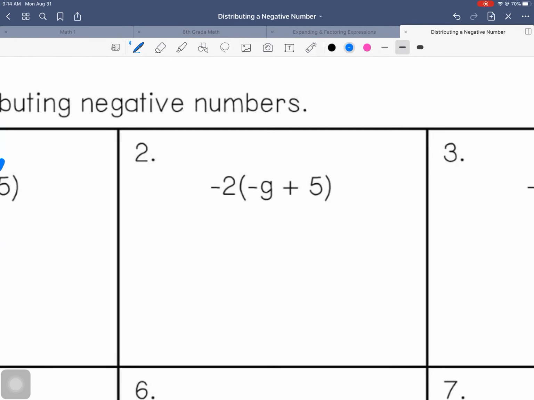Negative 2 times negative g is going to give us a positive, so 2g minus 10. Now, one mistake I see a lot is forgetting to do the negative 2 times the 5. Make sure you are distributing the negative 2 to both terms inside the parentheses.